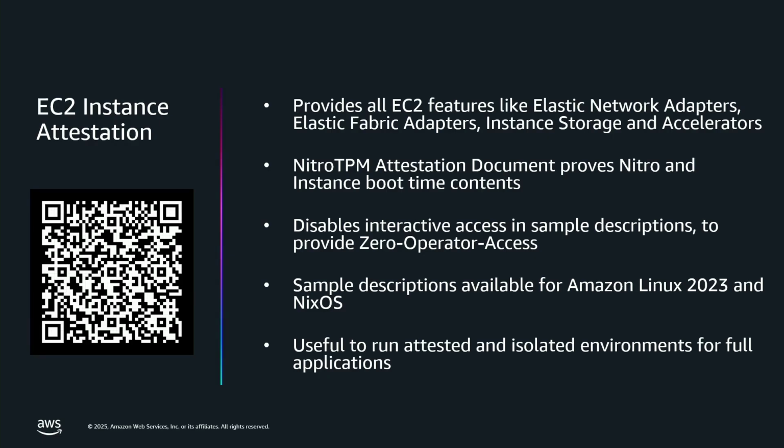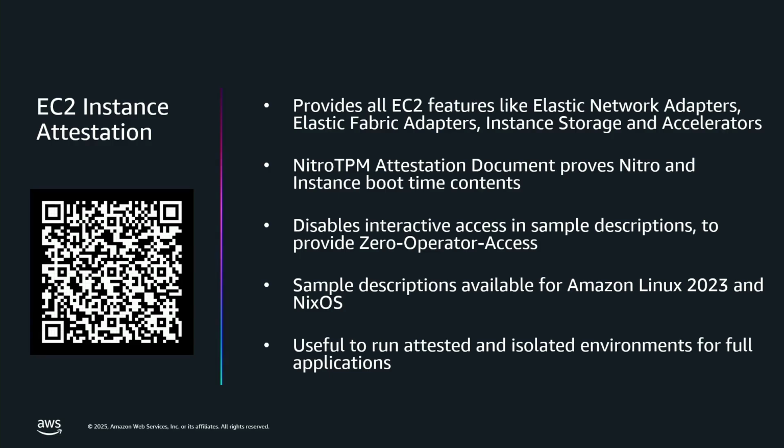This interactive access that I talked about, where you would have an operator that could possibly go and extract data, as long as you follow our samples and you don't add that access, that is excluded. Like, you know that you don't have that access, and you can prove it again using the key, the hash. And we provide sample descriptions for Amazon Linux 2023 as well as NixOS.